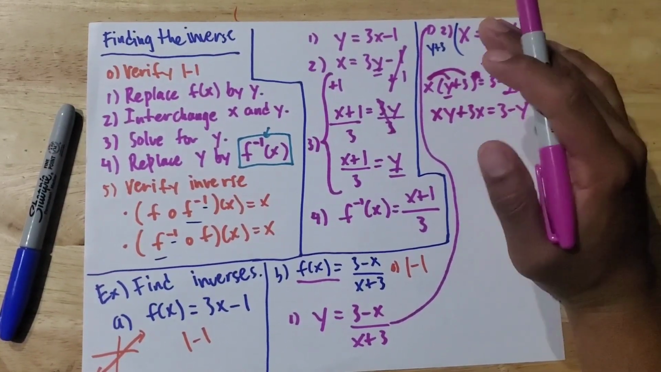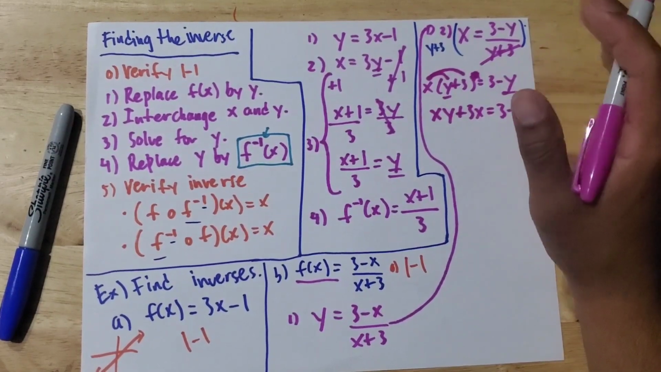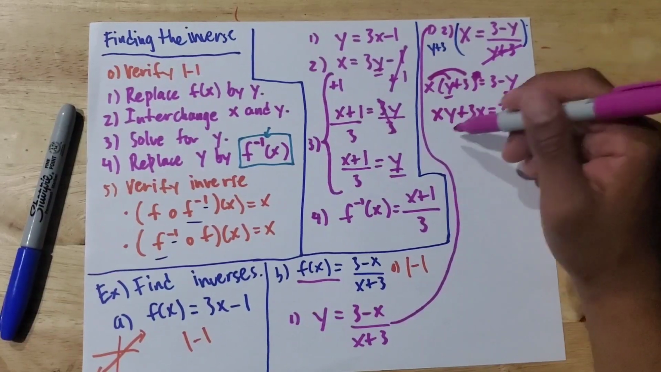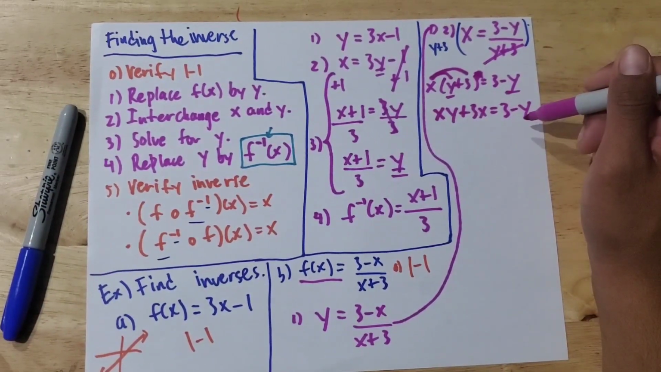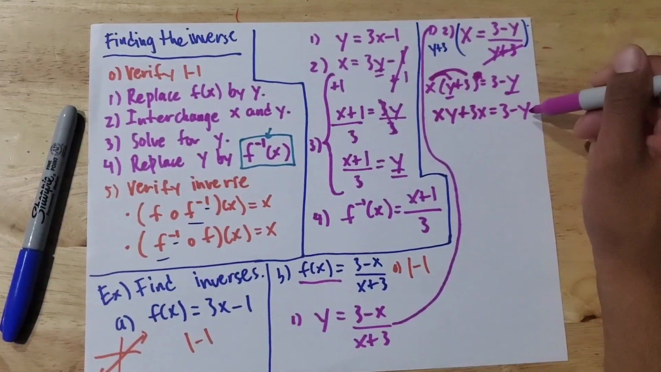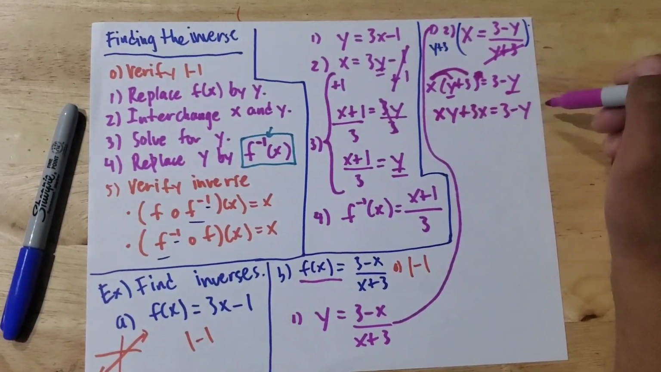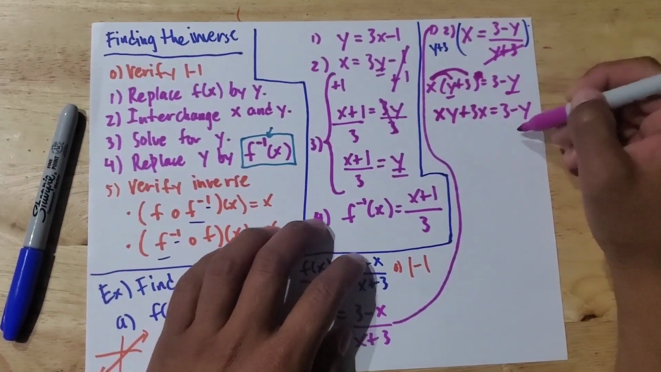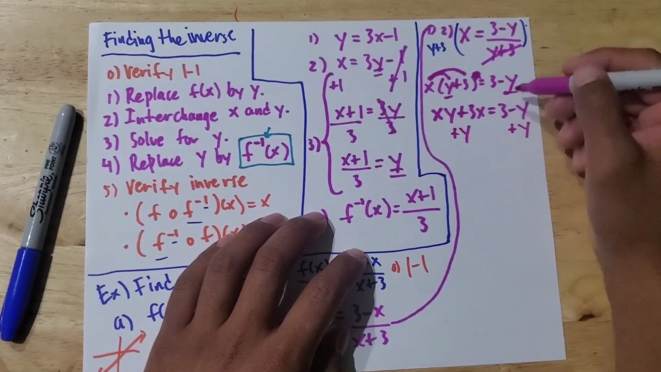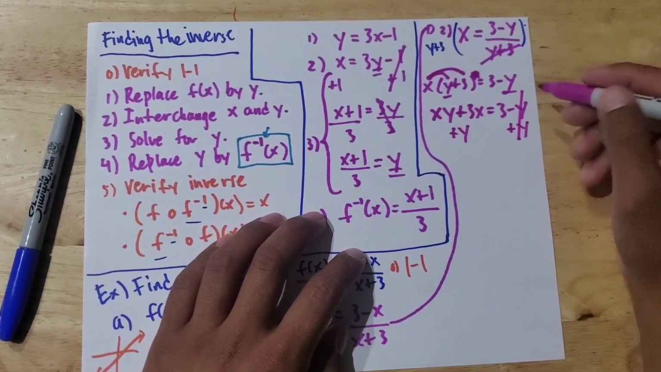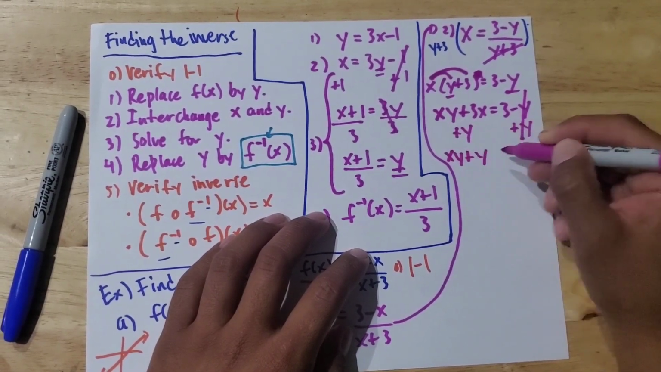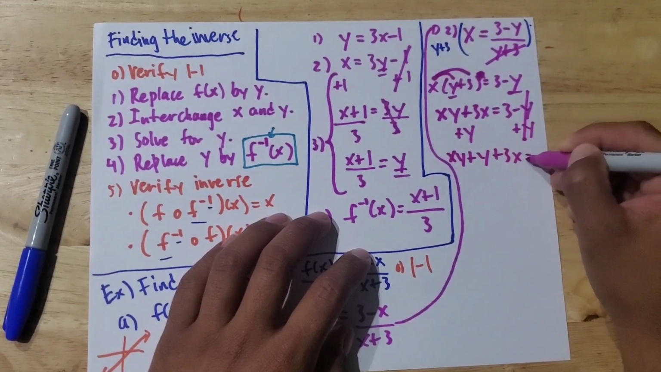But again, I would still keep going. I'll still keep trying to just isolate the y. So to isolate it, I need both y's on the same side. Even though this has an x, I still want it on the same side as this other y. So again, it's up to you how you want to move things. But what I'm going to do is add y over to the left-hand side. And then on the right-hand side, the y is going to cancel and I'm left with xy plus y plus 3x equals 3.